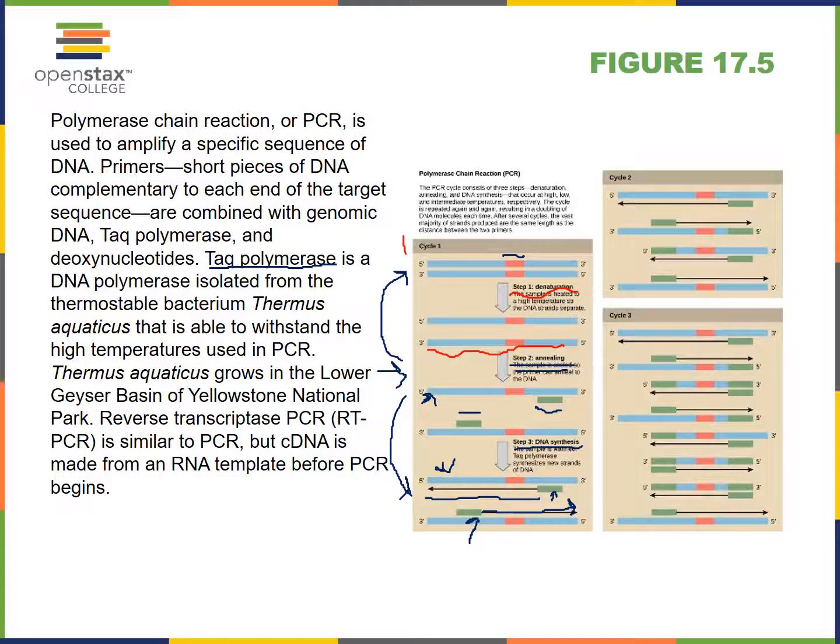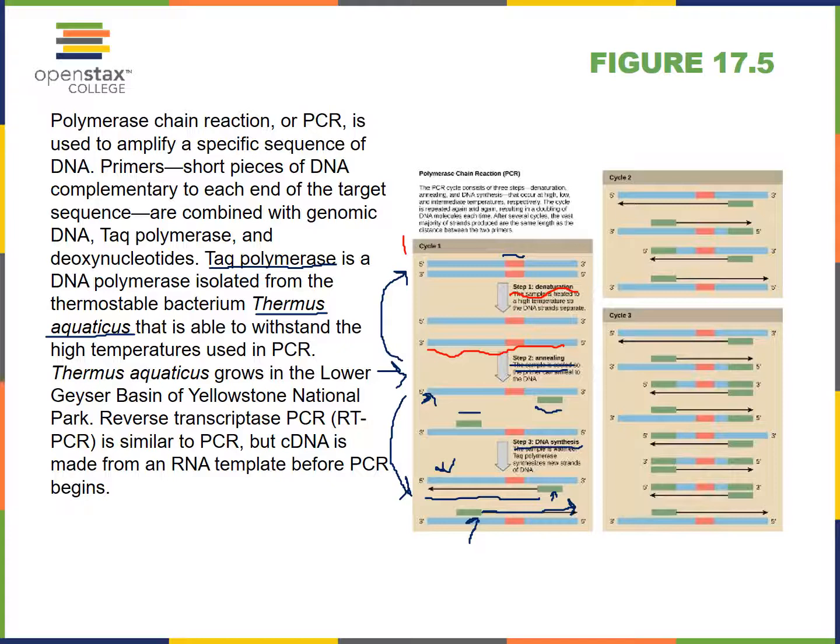So no one could ever develop PCR until someone started studying this bacterium called Thermus aquaticus. And this bacterium lived in hot geysers at Yellowstone National Park.